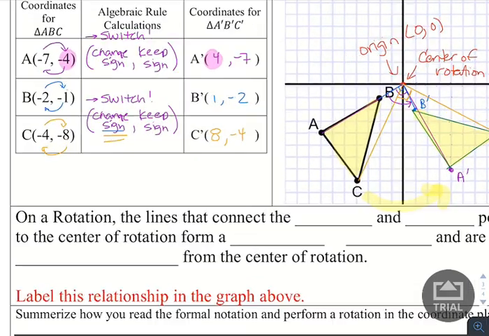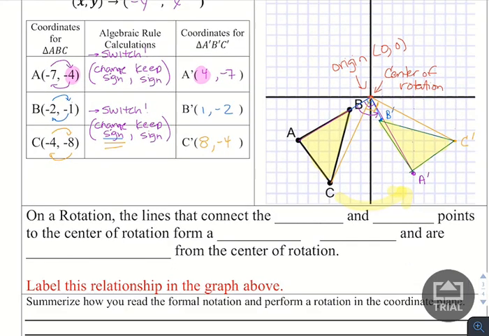So on rotations, lines that connect, we should know what goes here: the pre-image and the image. That's the abbreviations. To the center of rotation form an angle. Should be an angle, right? Okay, and are the same distance. Oh, I see. Okay, to the center of rotation form... I'm not quite sure what he wanted here. This is Mr. Hancock, so I'm going to put an angle here. Okay, and are the same distance.